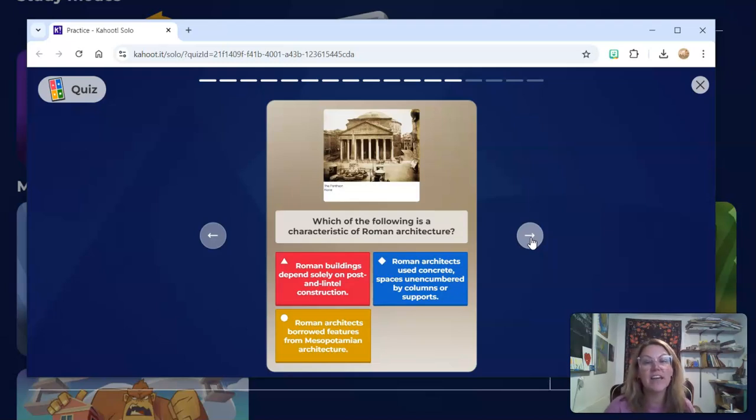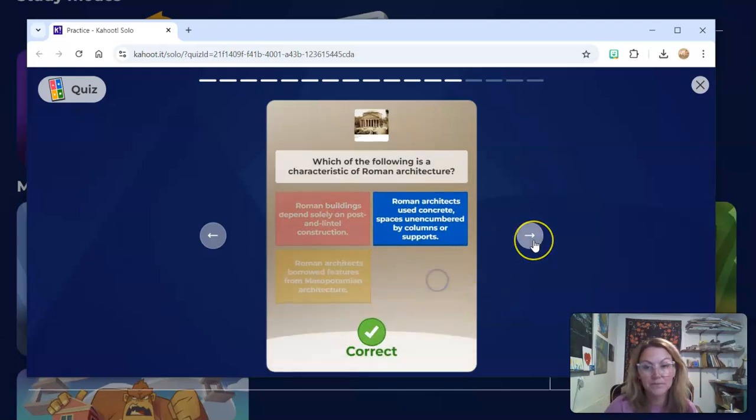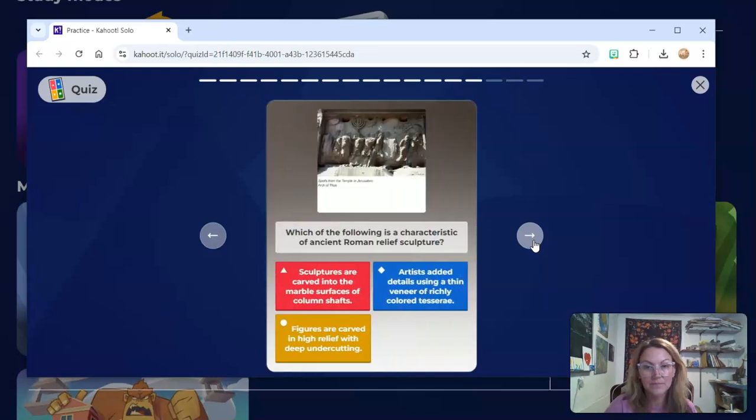Which of the following is characteristic of Roman architecture? So Roman architects used concrete to create open spaces unencumbered by columns or supports. Which of the following is characteristic of ancient Roman relief sculptures? In ancient Roman relief sculptures, figures were carved in high relief with deep undercutting.